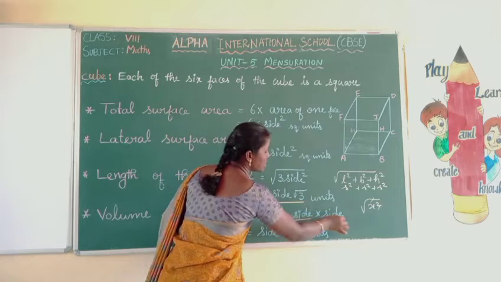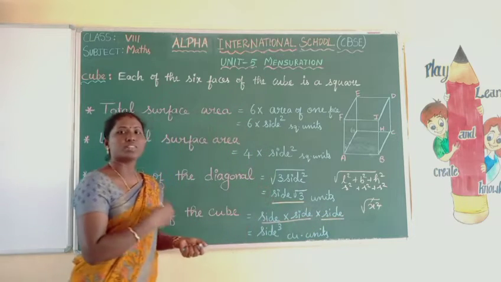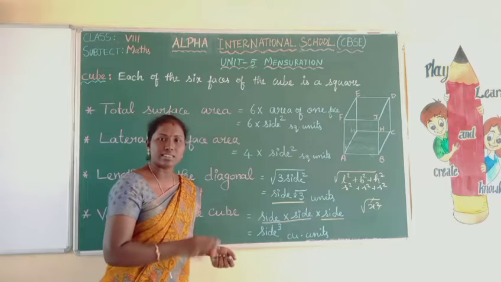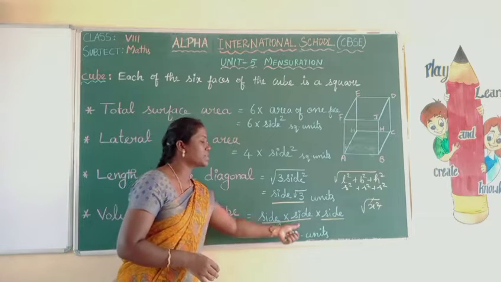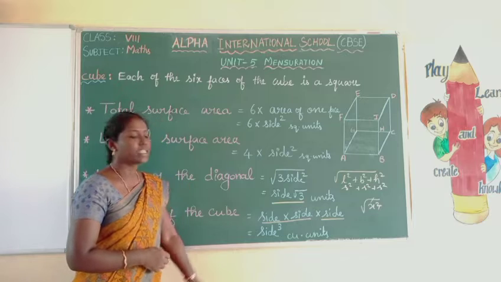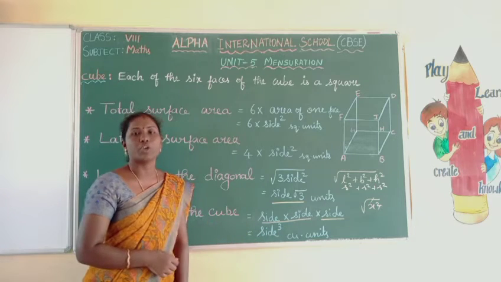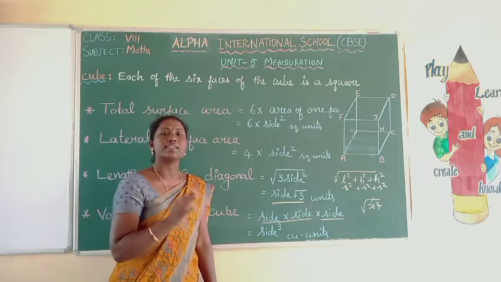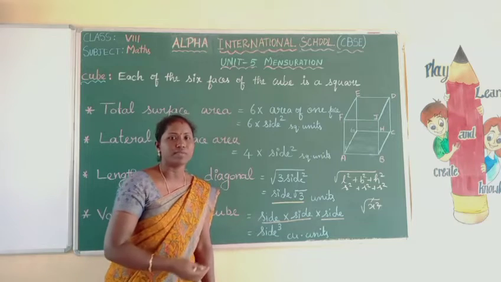Here the height is also the same value, because the length, breadth, height, everything is the same. So we can take it as side into side into side. Simply, we can take it as side cube, cubic units. Okay, so like the cuboid, here also we have some formulas.